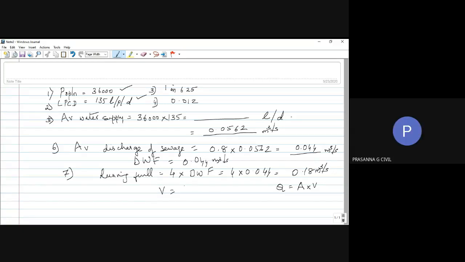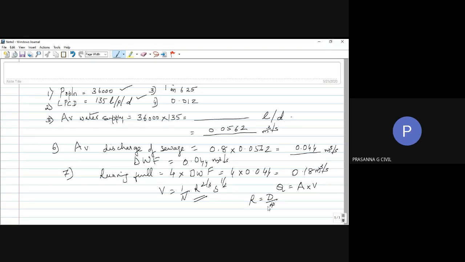They have given you Manning's constant. So which formula they're expecting is very clear. V is 1 by n into R raised to 2 by 3 into S raised to power half, ma'am. How do I get R here? R is running full, so it is pi d squared by 4 divided by pi d. But it will end up as d by 4, right? Yesterday I showed you in both cases. Yes, ma'am.